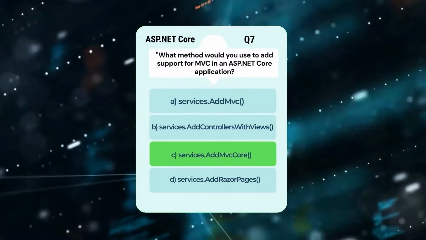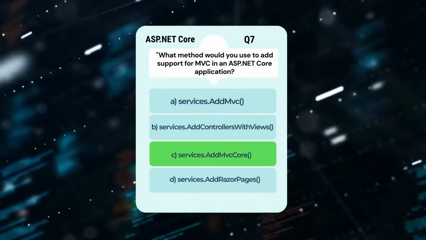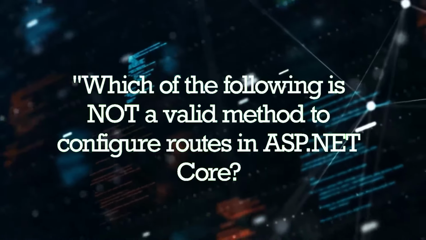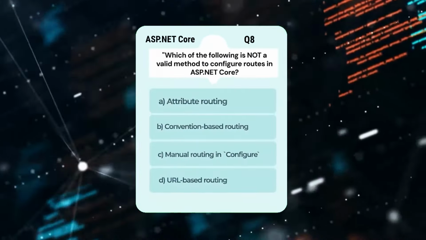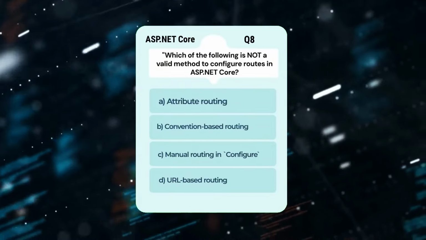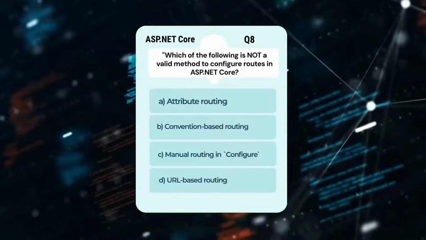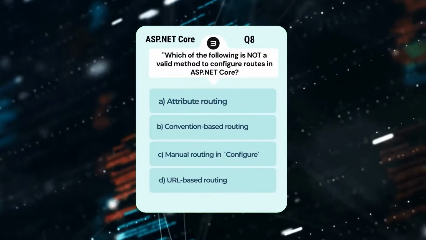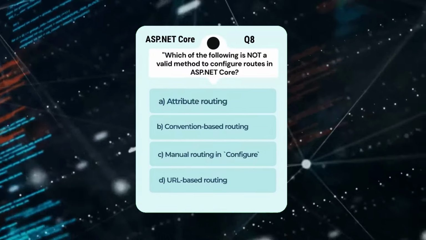Answer: C. Which of the following is not a valid method to configure routes in ASP.NET Core? Options: A. Attribute routing. B. Convention-based routing. C. Manual routing in Configure. D. URL-based routing. Answer: D.